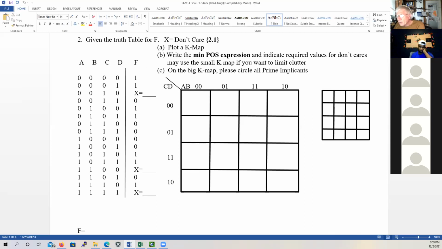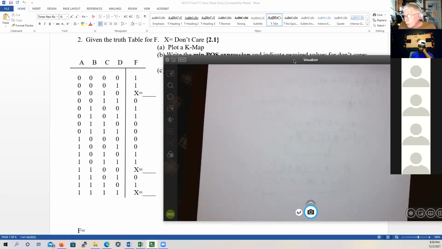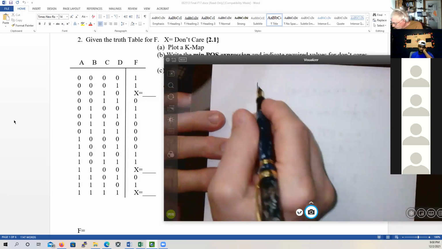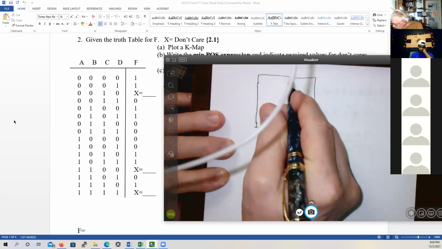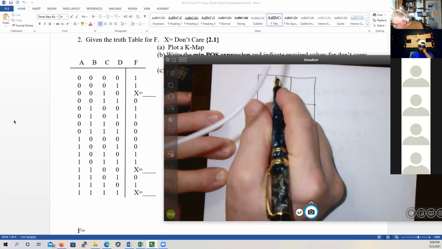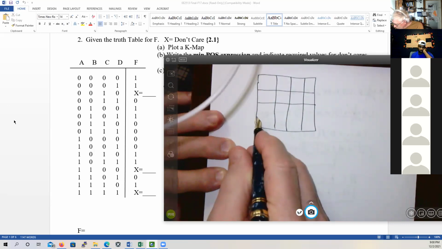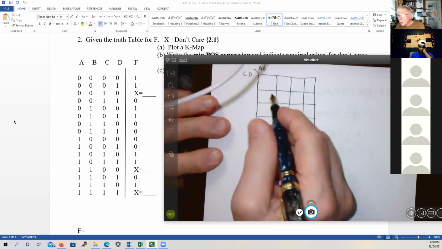All right. So let's do this one. We'll bring this up and maybe move it over. First thing we're going to do, we're going to take this truth table and put it in a K-map. So here's our K-map. We're going to do AB up here and CD down the side.